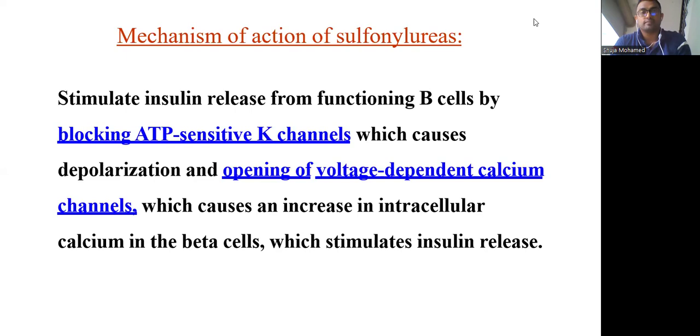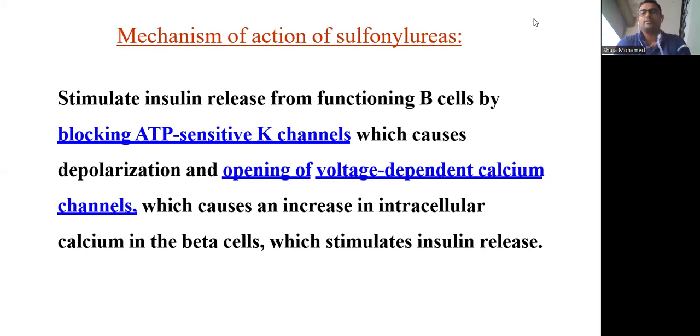So the mechanism of action, the book says, is to stimulate insulin release from functioning B cells or beta cells by blocking ATP sensitive potassium channels, which causes depolarization and opening of voltage dependent calcium channels, which causes an increase in intracellular calcium in the beta cells, which stimulates insulin release. So what we can do is just forget about it.